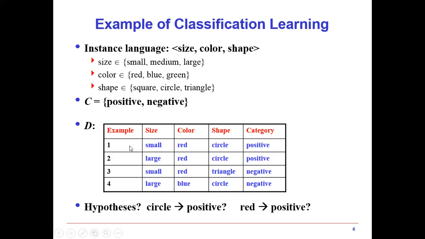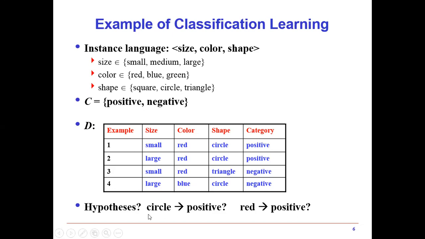So if we take a small x, what will be the value? Suppose the first row takes the value of X: size is small, the color is red, the shape is circle, and the value of class is positive. So this is the first instance and the class label is positive. Suppose now you have to generate a hypothesis function. The generated function is: if the circle is present, then the class label should be positive. And if the color is red, the class label is positive.